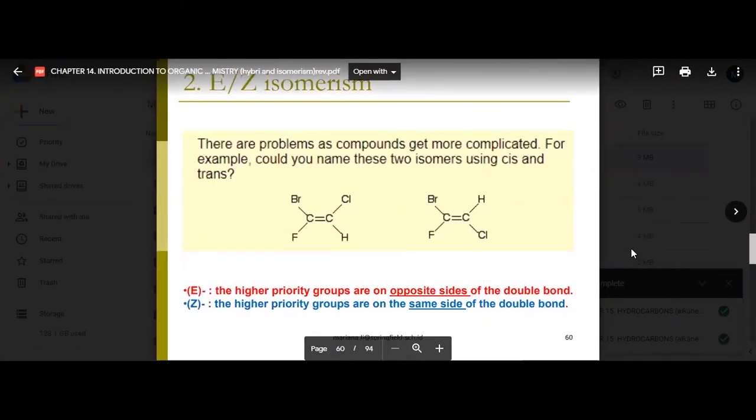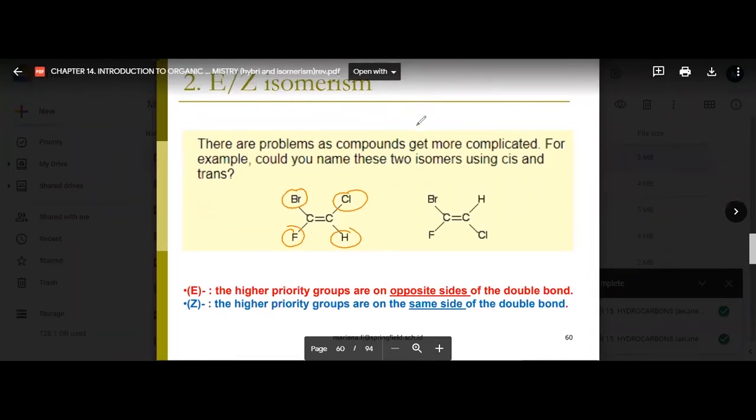Okay, besides cis-trans isomerism, there is E-Z isomerism. Okay, let's see this question. At least, let's see this example. Like I told you before, the C double bond should be connected to two different groups. Br and F, Cl and H. So the first requirement is fulfilled by this molecule, right? They are connected to two different groups.